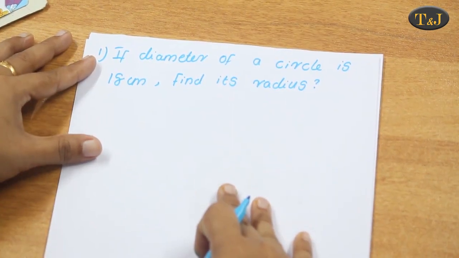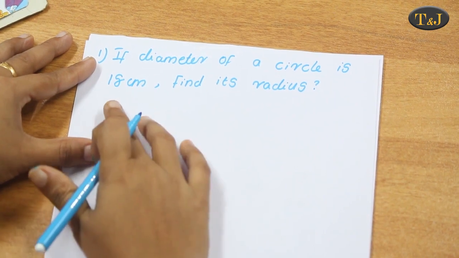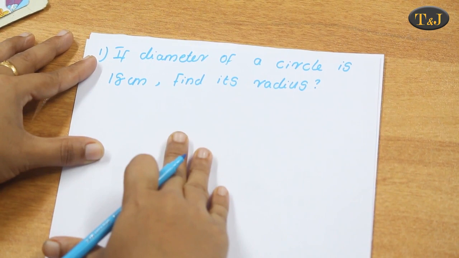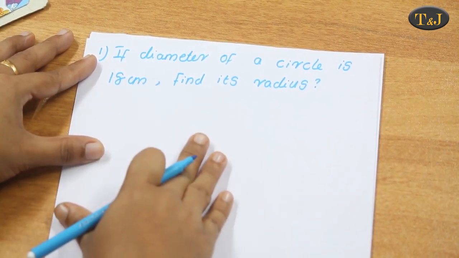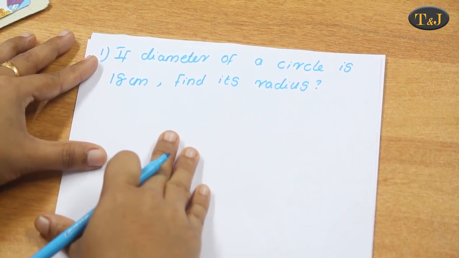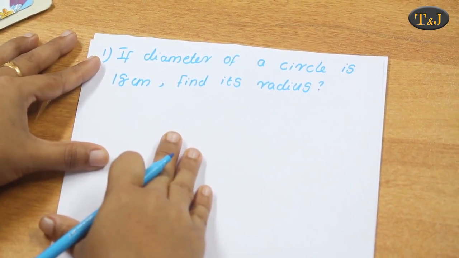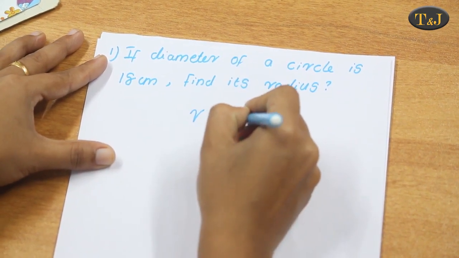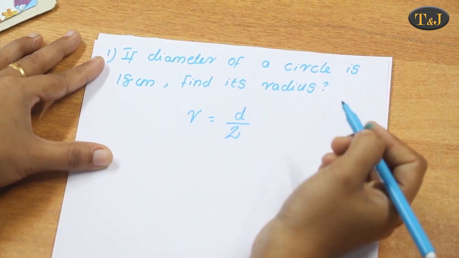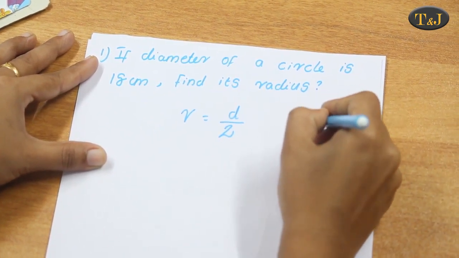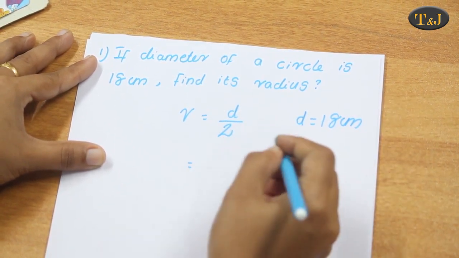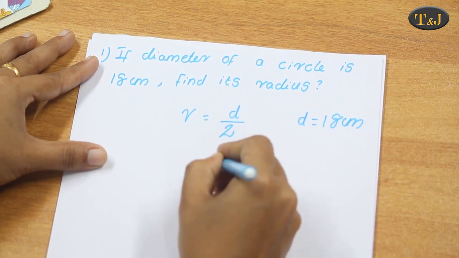Then our next problem, given that the diameter of a circle equals 18 centimeter, find its radius. In the previous problem, given the radius, we found the diameter. That means diameter equals twice the radius. Here we find the radius and given the diameter. That means radius equals diameter by 2. So using our formula, radius equals diameter by 2. Here our diameter D equals 18 centimeter. So substitute in the place of D 18 centimeter.